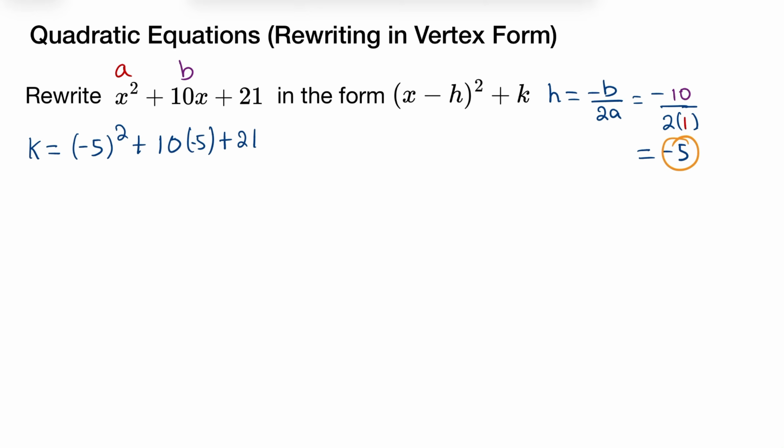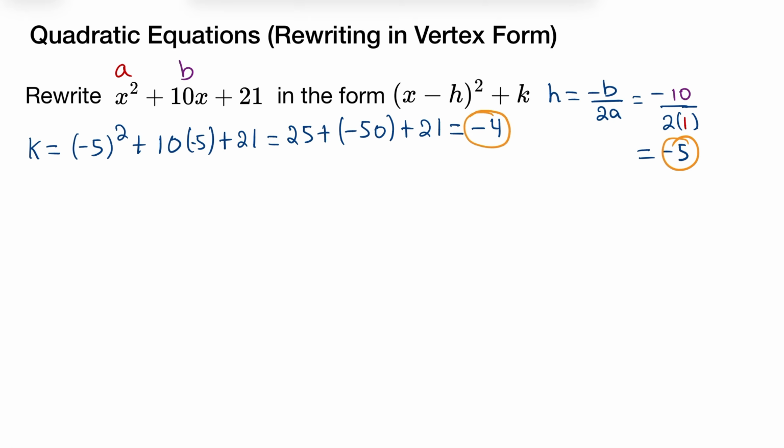Okay, so let's go ahead and solve this. Set that equal to, we have negative 5 squared, which is 25, plus 10 times negative 5 is negative 50, plus 21. And that is equal to 25 minus 50 is negative 25. Negative 25 plus 21 equals negative 4. Therefore, k is negative 4. Let's circle that as well.